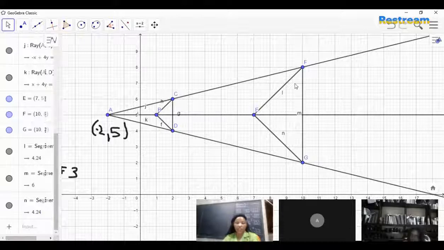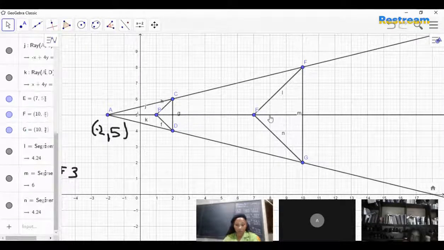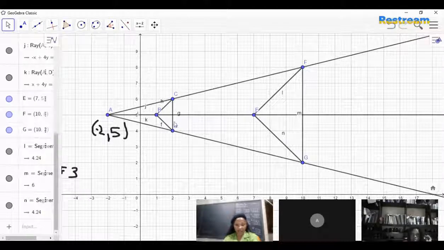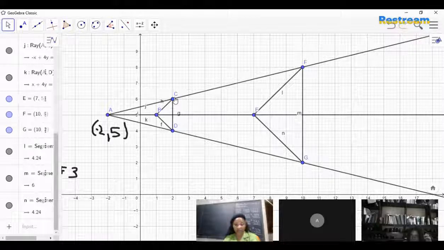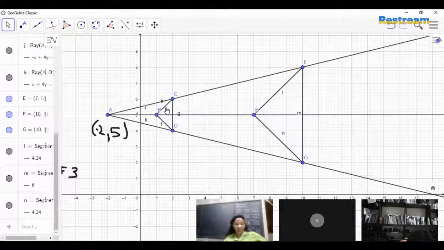So the area of this triangle would be how many times the area of this triangle? 9, Miss. The area of this enlarged triangle with the scale factor of 3 would be 9 times the area of this triangle.